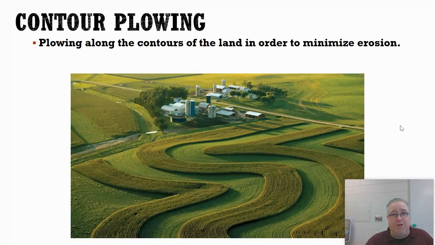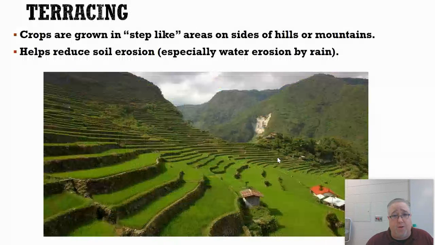This is called contour plowing. Contour plowing is basically, if you look at the picture, instead of just growing your crops in straight rows, they use the natural contour of the land, the natural curvature of the land, to plant their rows of crops. And this does actually minimize soil erosion, especially water erosion by rain and things like that. So that's something that we can do.